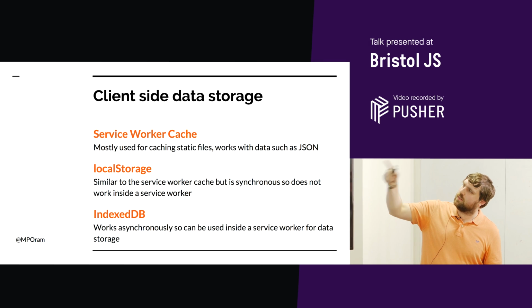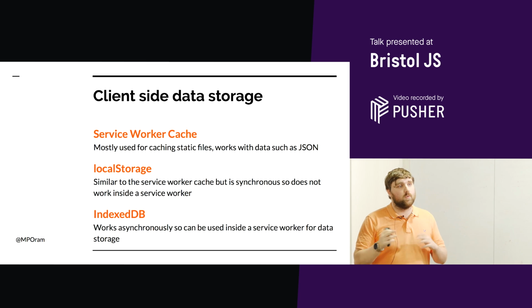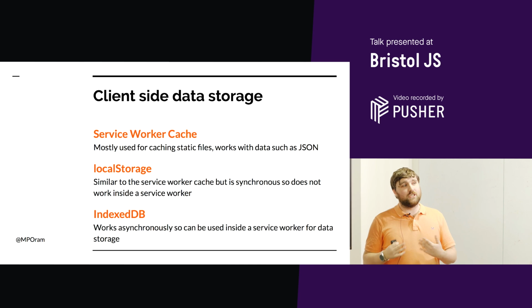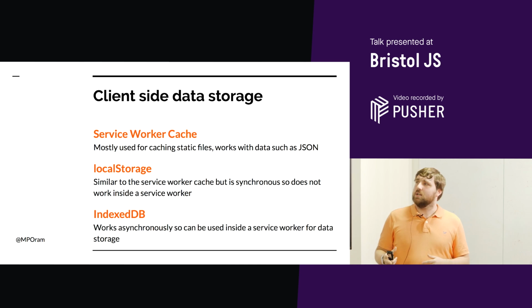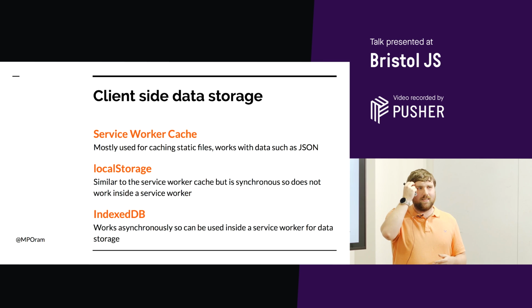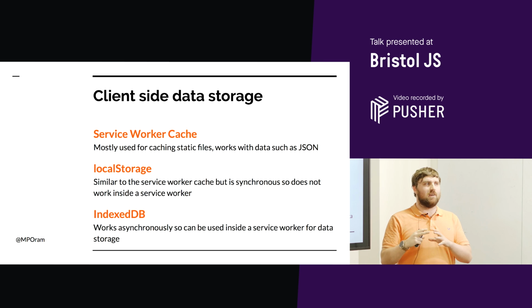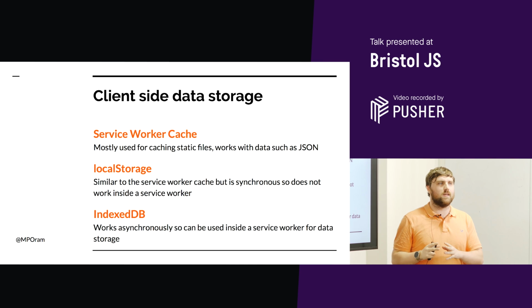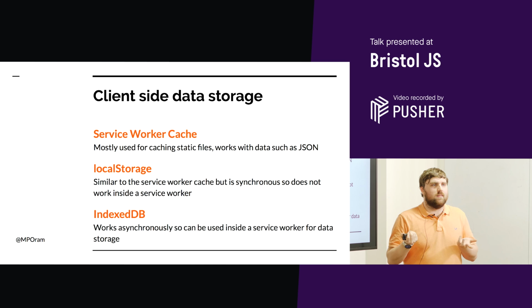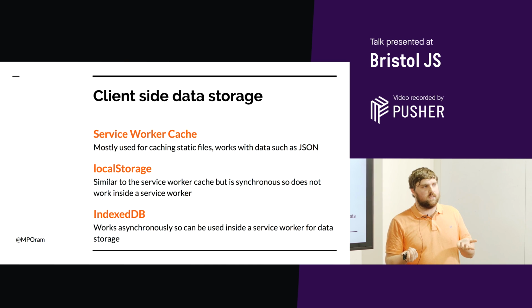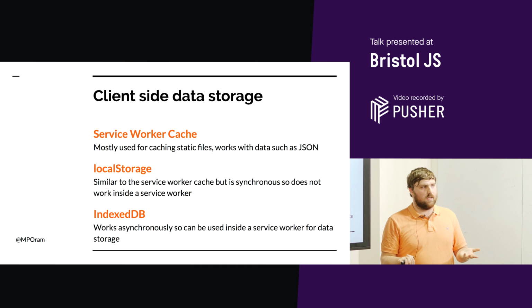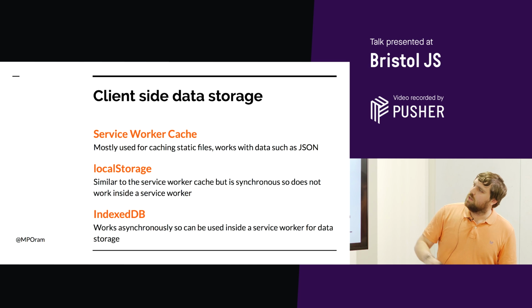So there's the service worker cache, which we've just been talking about. This is generally designed for storing files. You can actually store data. You can on the fly generate JSON files and store them in the service worker cache. Don't do this. The JSON is not searchable. It's like a text file. It's just a terrible idea.